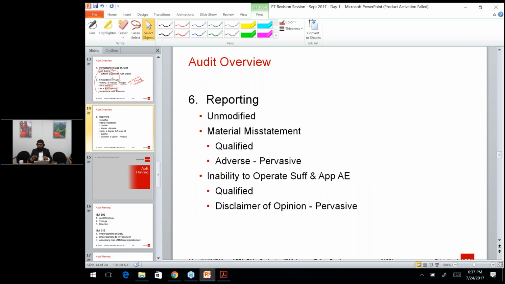And what is this reporting stage of the audit? When we talk about the reporting stage, you do know from your F8, from your prior studies, that there are various types of audit opinion that we could form. The various types of audit opinion include an unmodified opinion, a qualified opinion, an adverse opinion, and a disclaimer of opinion.